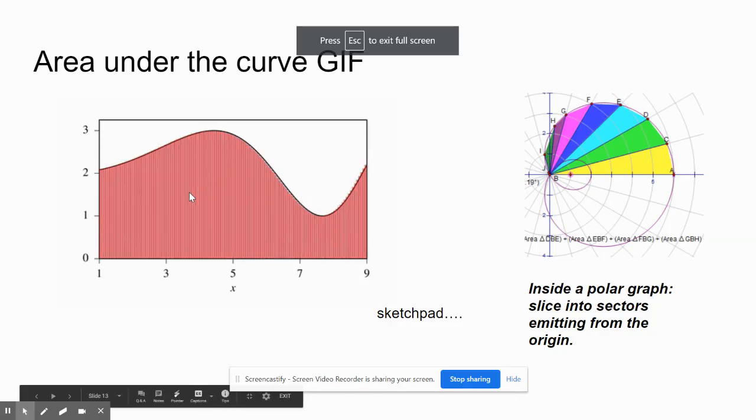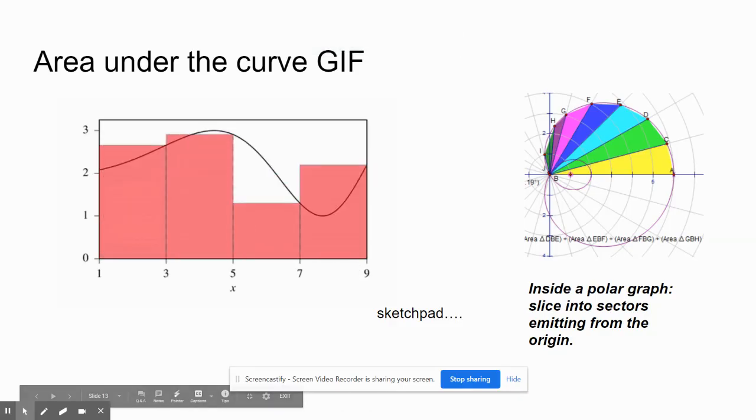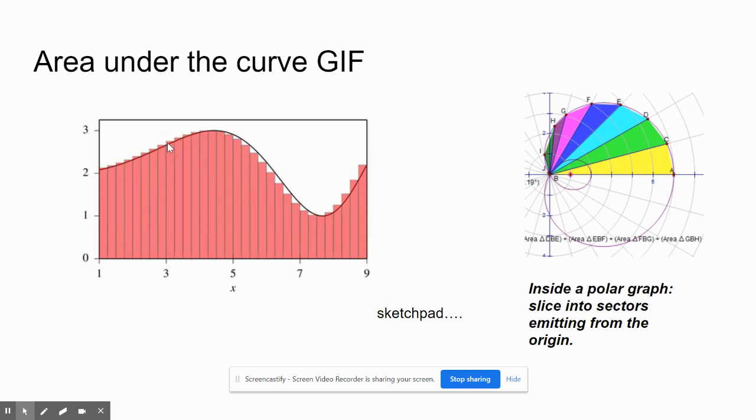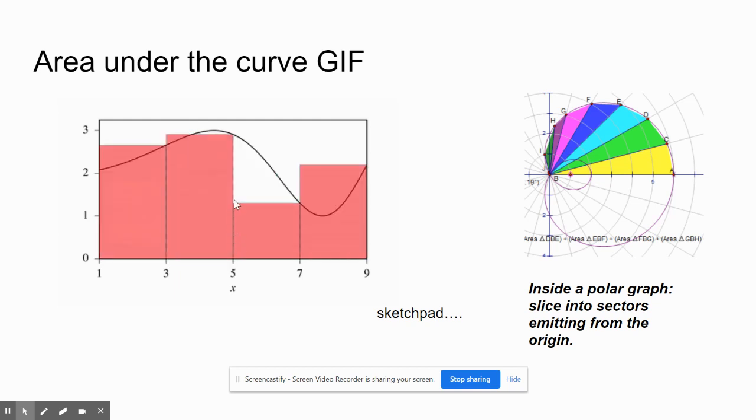So if we want to calculate the area under a curve in rectangular, when the curve is given as a set of points x comma y, you go 1 over and you're about 2 up. You go 3 over and you're about 2.5 up. You go 5 over and you're about, I don't know, 2 3/4 up, etc.